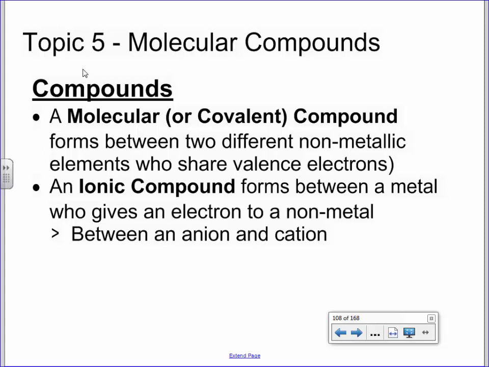So my goal today is to work on something called molecular compounds, and then tomorrow we're going to focus on ionic compounds. So Riley, once you finish grabbing those notes here, then hopefully everybody will have them to work off of.